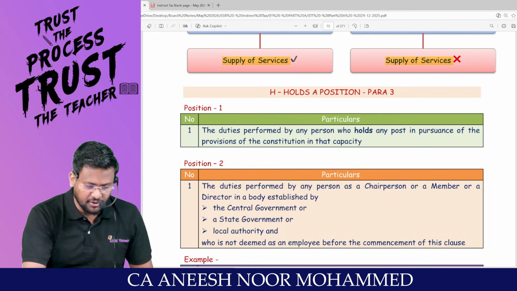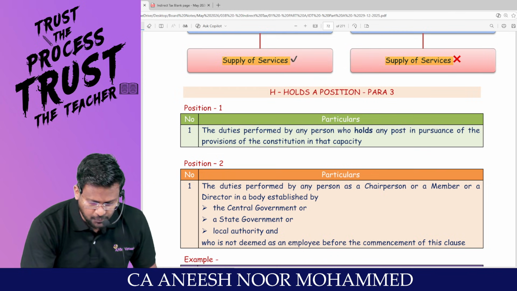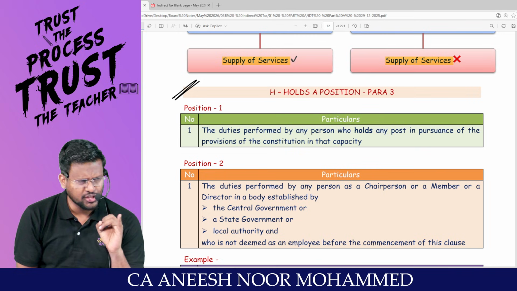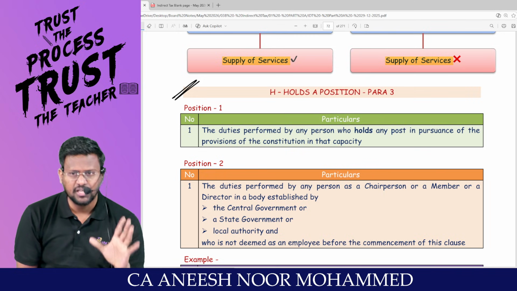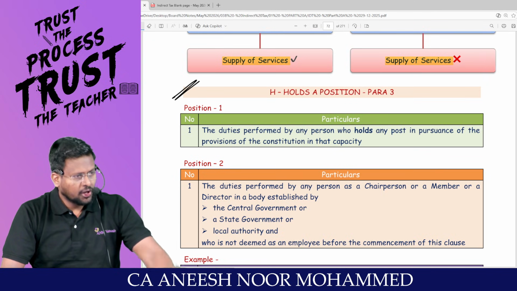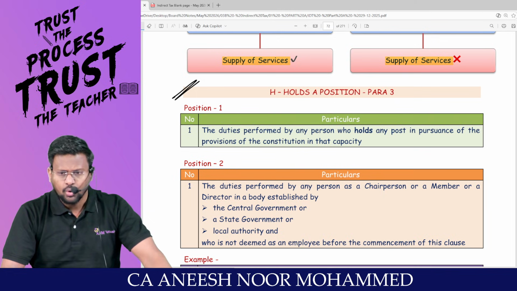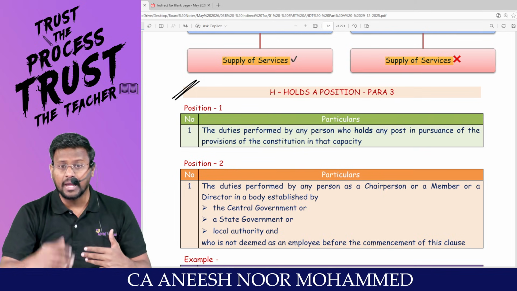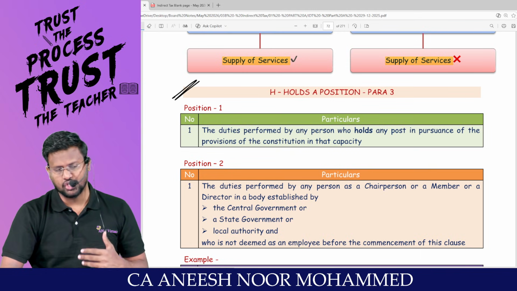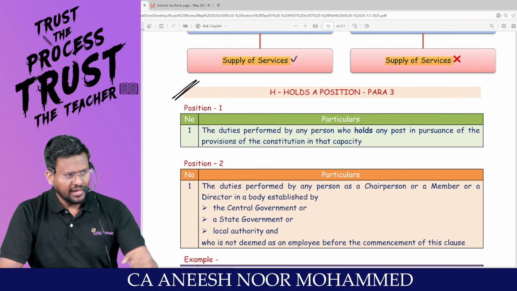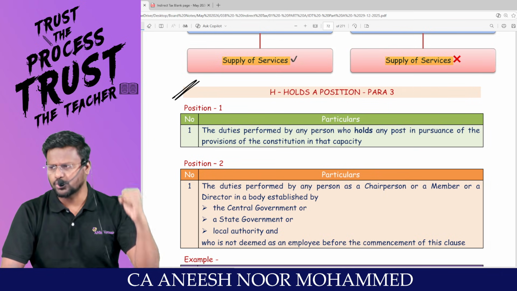I'm continuing our discussion. H stands for holds a position. So A stands for actionable claim other than specified actionable claim. That is very important. B stands for board. How many boards? 5 boards. C stands for court. D stands for district court. E stands for employee-employer relationship. F stands for funeral. G stands for ground. H stands for holds a position.